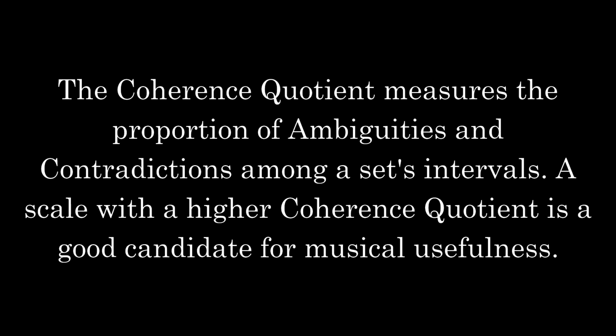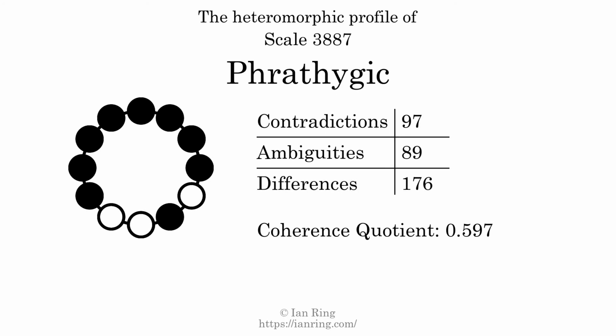The coherence quotient measures the proportion of ambiguities and contradictions among a set's intervals. A scale with a higher coherence quotient is a good candidate for musical usefulness. The coherence quotient is 0.597.